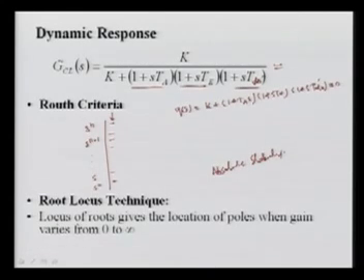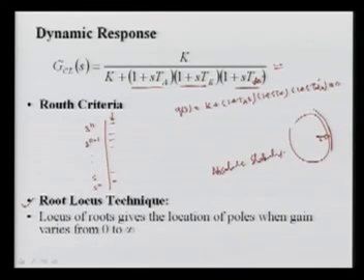The only problem here is that it doesn't provide the relative stability, meaning how stable your system is. Let's suppose this is a system at the boundary of stability and you are here: how far are you from your unstable zone? It is not providing the relative stability, so how much gain we can go for is not known. Then we normally go for another technique, that is the root locus technique.